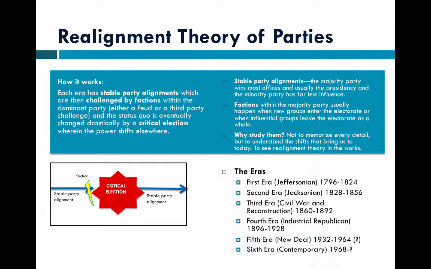So stable party alignments are times when the majority party wins most of the offices, and usually the presidency, and the minority party has far less influence. Factions within the majority party usually happen as a result of groups entering the electorate or influential groups leaving the electorate, so that there's a composition change in the entire electorate that triggers this.